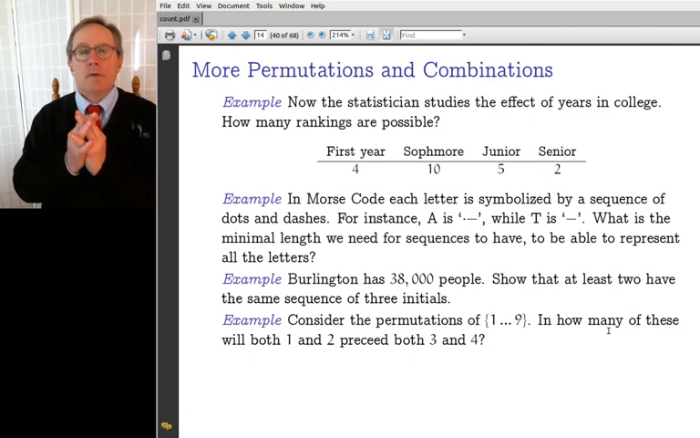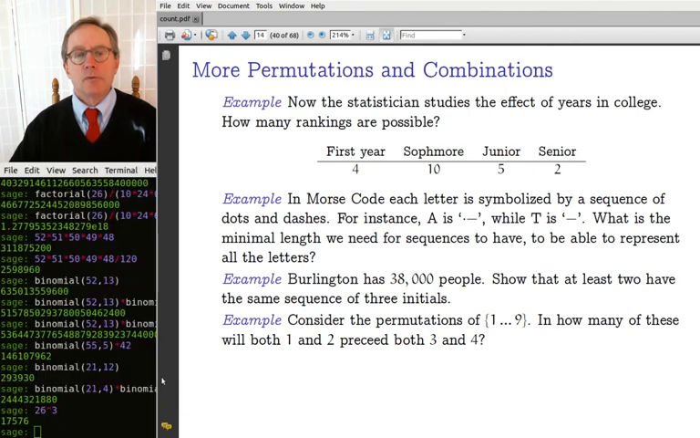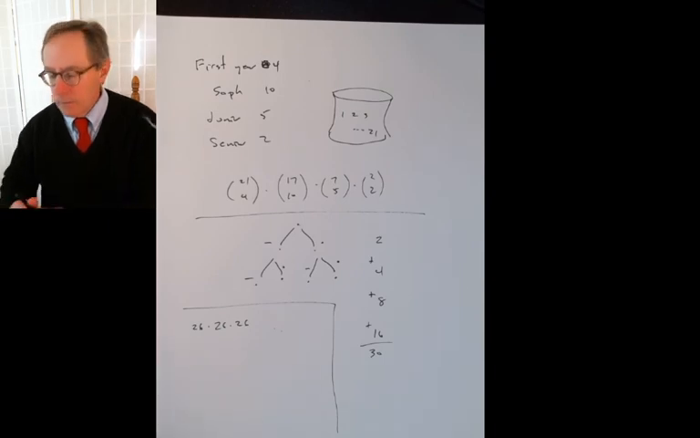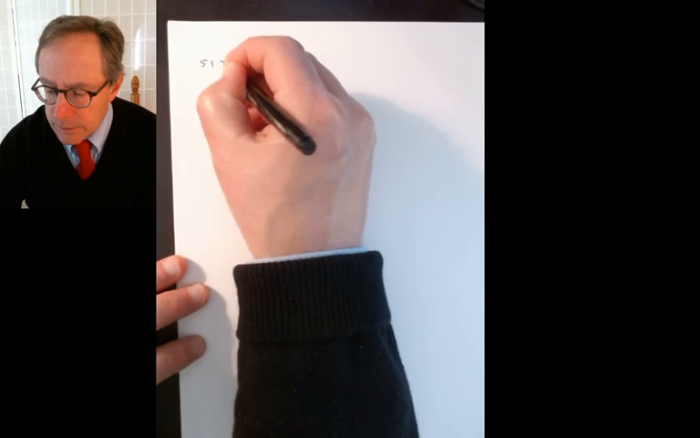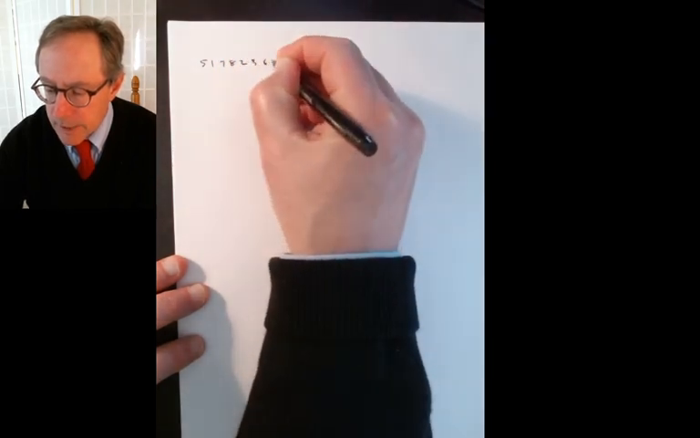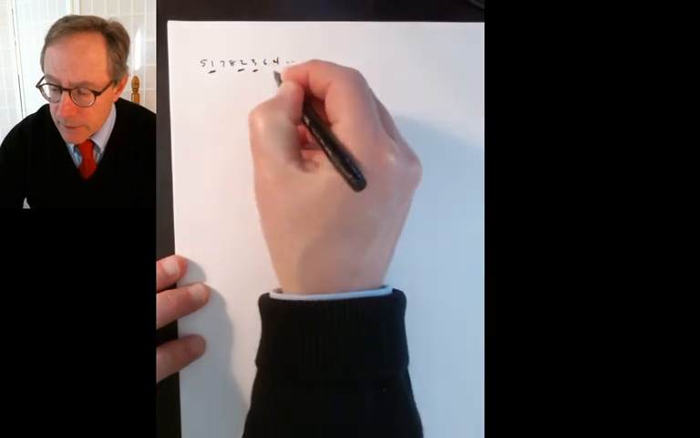Okay, how many of them will both 1 and 2 precede 3 and 4? I'm looking at something like 5, 1, 7, 8, 2, 3, 6, 4, etc. So that 1 and 2 precede 3 and 4.